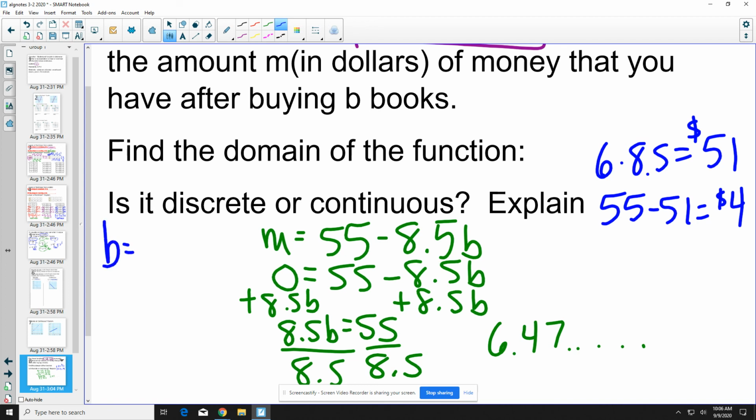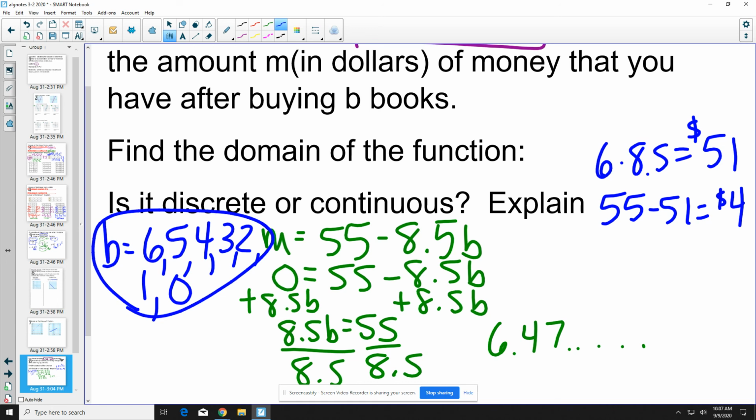How many books can you buy? Well, I can buy 6, but I could also buy 5. I just have more money left over. I could buy 4, I could buy 3, I could buy 2, I could buy 1, and I could buy 0. If I didn't buy any books, I'd have my $55 still. So the number of books that I can buy would be 0, 1, 2, 3, 4, 5, 6.